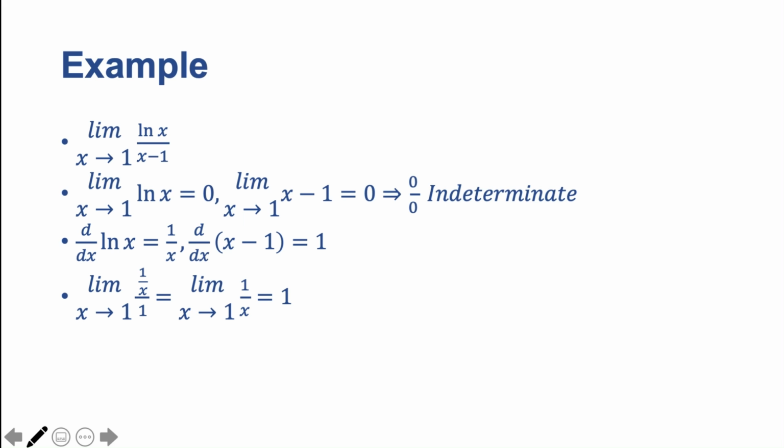Okay, so now let's plug this back into our limit. So I'm going to take the limit as x approaches 1 of 1 over x over 1. And that will be the same as the limit as x approaches 1 of 1 over x. And of course, if I plug in 1 as x, that is going to be 1. So I've evaluated the limit, and we've used L'Hopital's rule successfully to yield an answer of 1.